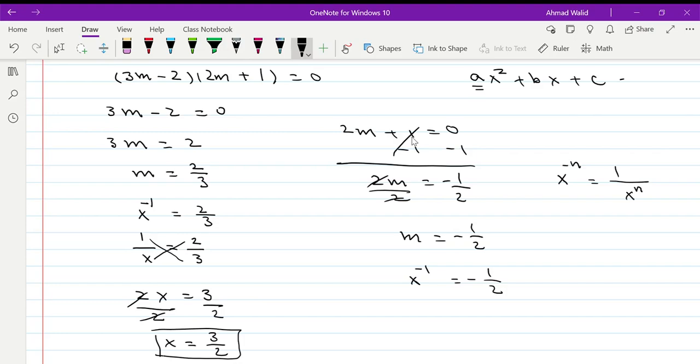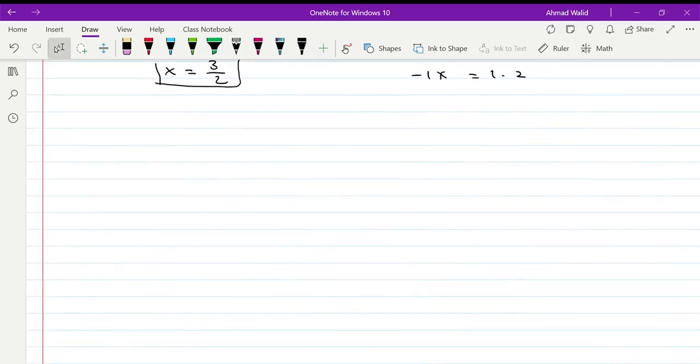Same thing here. 1 over x equals negative 1/2. Correct? It means if you multiply negative 1 times x equals 1 times 2. It means x is equal to what? Negative 2. You end up with two answers, 3/2 and what? Negative 2. We call this type of equations quadratic in form. Let me do one more, how to deal with fractions if you have an exponent in the fraction, correct?